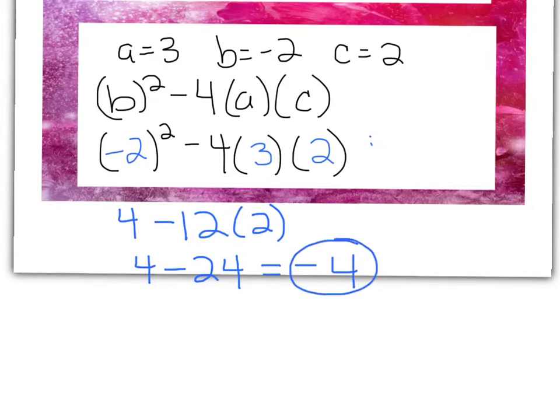And since my discriminant was negative, take a look at your previous notes. How many solutions do you think I will have? Will I have 2, 1, or no solutions? Take a minute, look at your notes, make a guess. Okay, hopefully you did that, and the answer is, since it's negative, that means we are going to have no solutions.